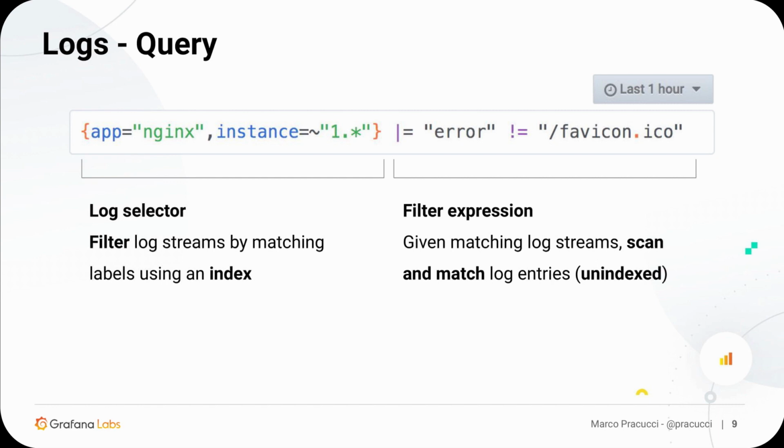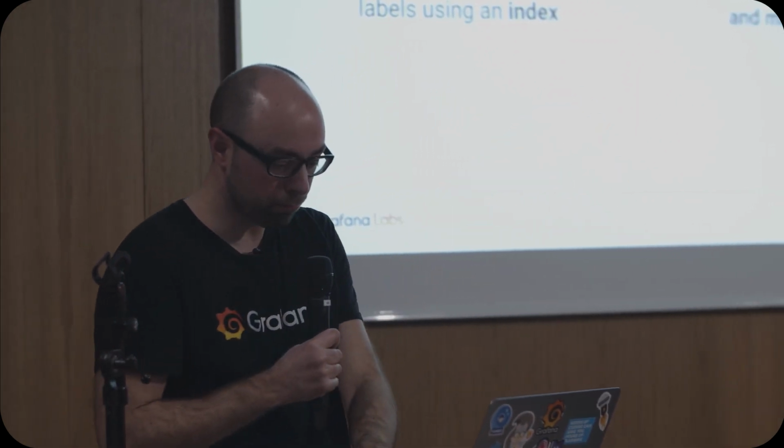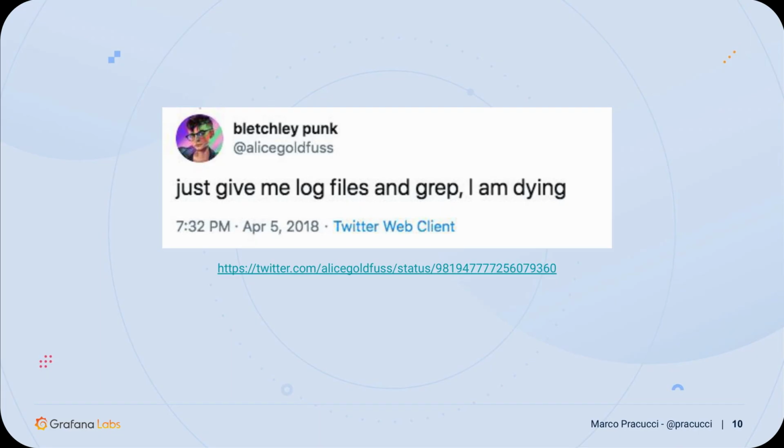In this case, we are filtering by application equal nginx, or the instance, in this case IP, regex starting with 1. And then, given the resulting logs, you can further filter down the logs by the content of your log line, with the filter expression. This second step, filtering, is done by doing a full scan of the logs. So there's no index. Which in other terms means we have basically built a distributed grep, if you think about it.